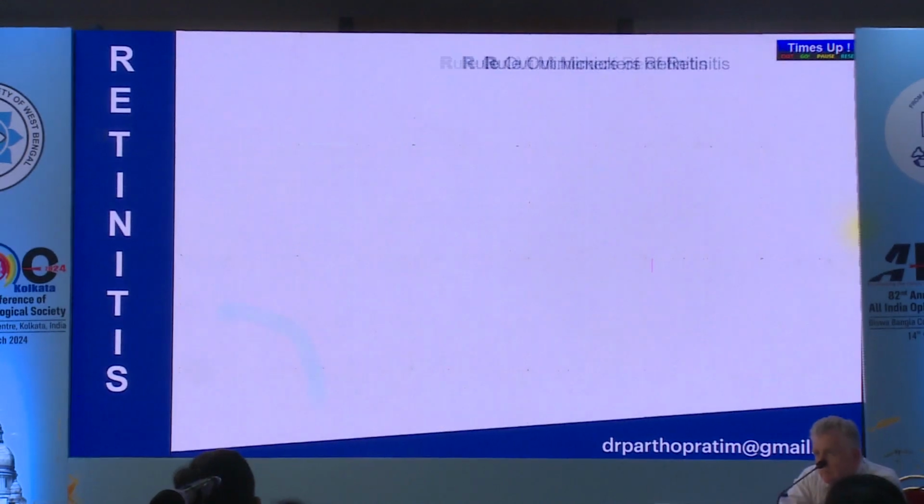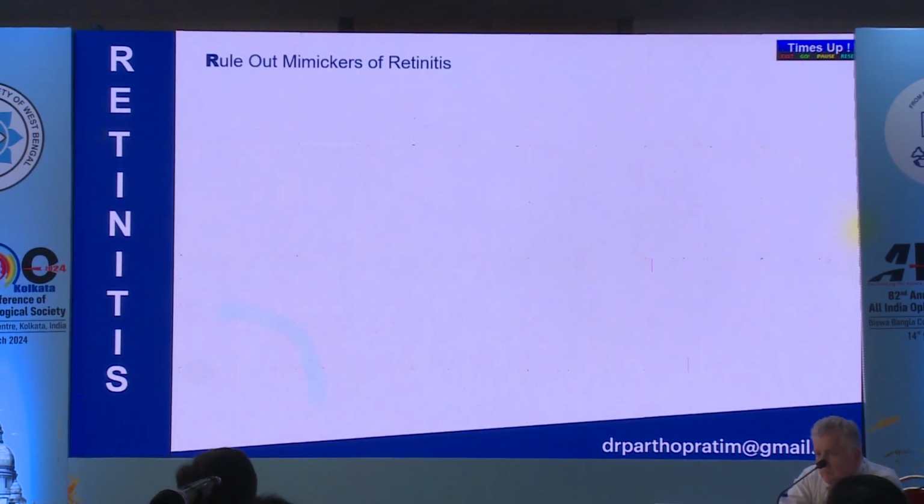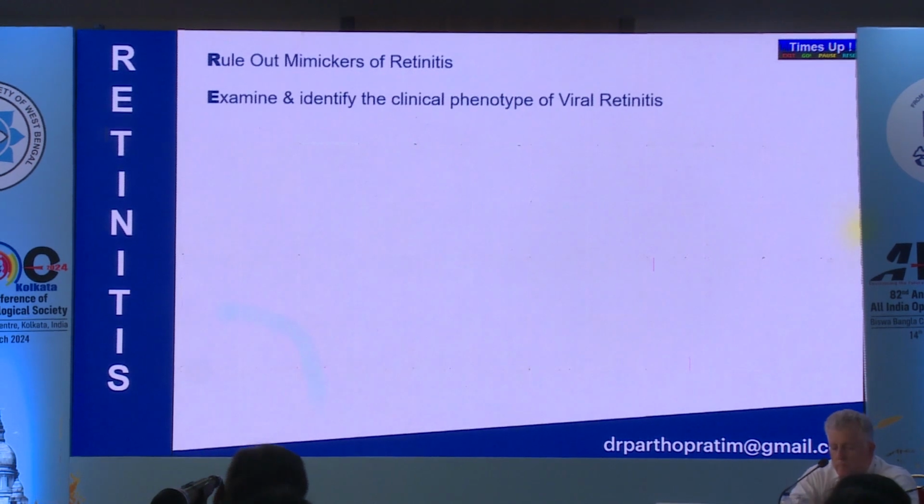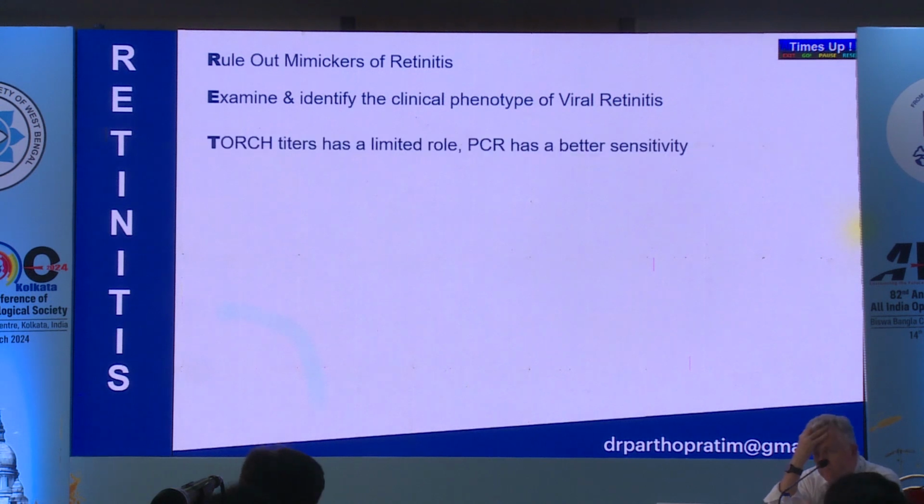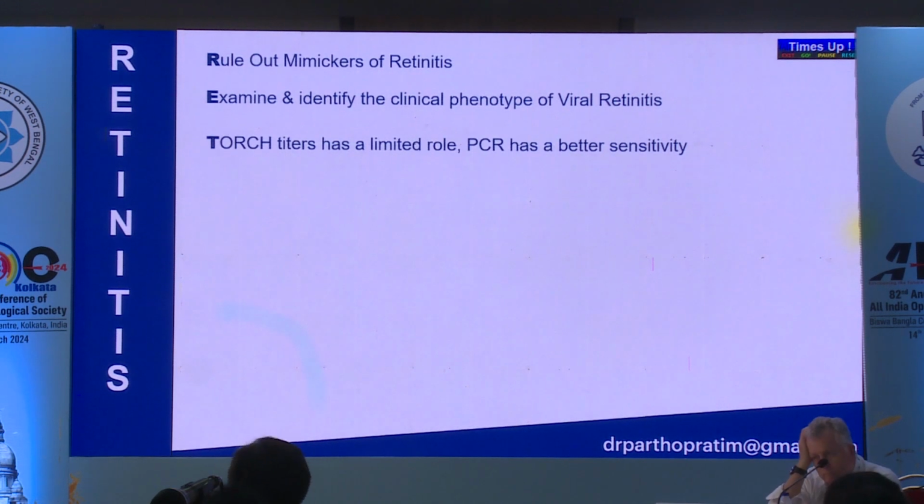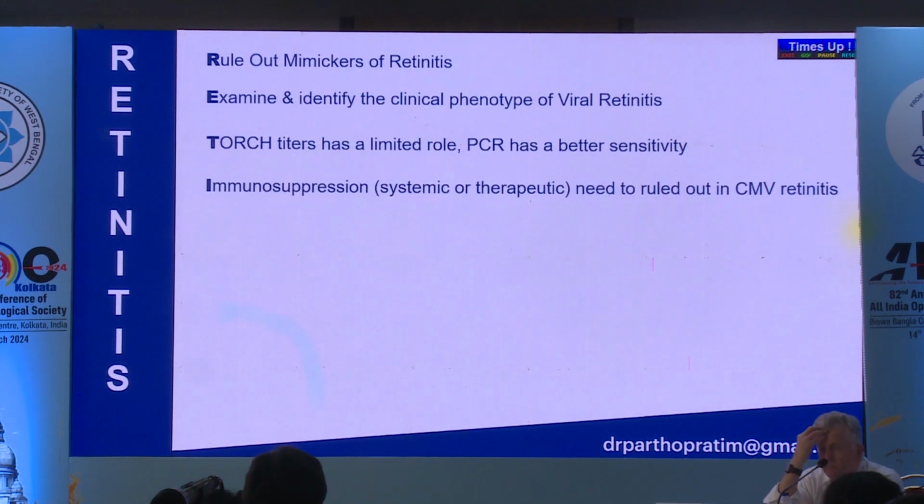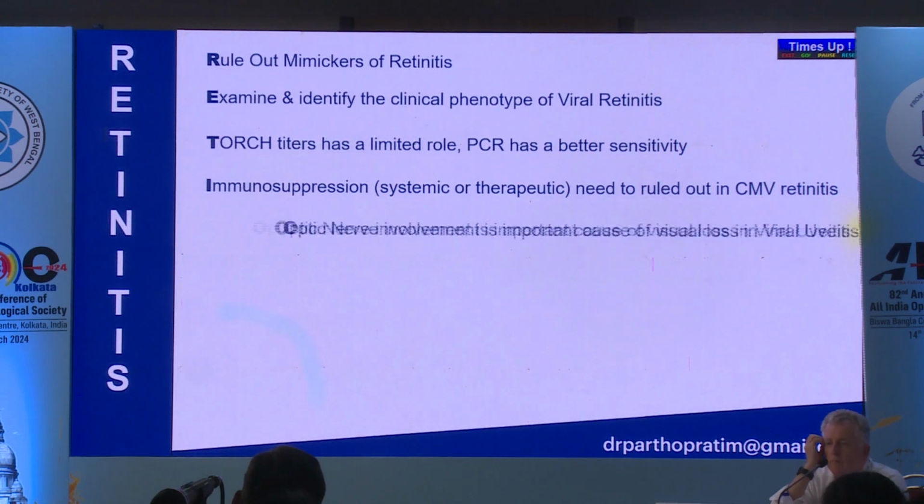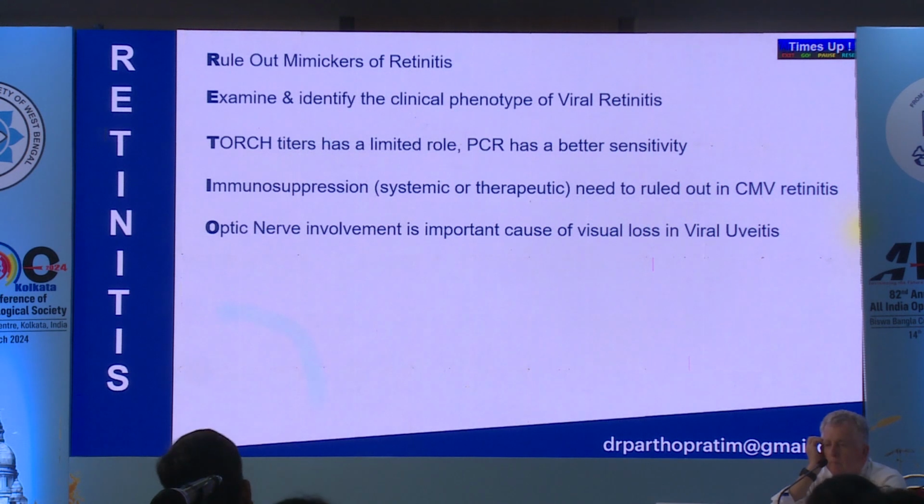So I'll just conclude with that for ruling out posterior viral uveitis: rule out the mimickers of retinitis, and examine and identify the clinical phenotype of the viral retinitis. Torch titer has a limited role, PCR has better sensitivity. Immunosuppression, systemic or therapeutic, needs to be ruled out in cases with CMV retinitis. Optic nerve involvement is an important cause of visual loss in viral uveitis.